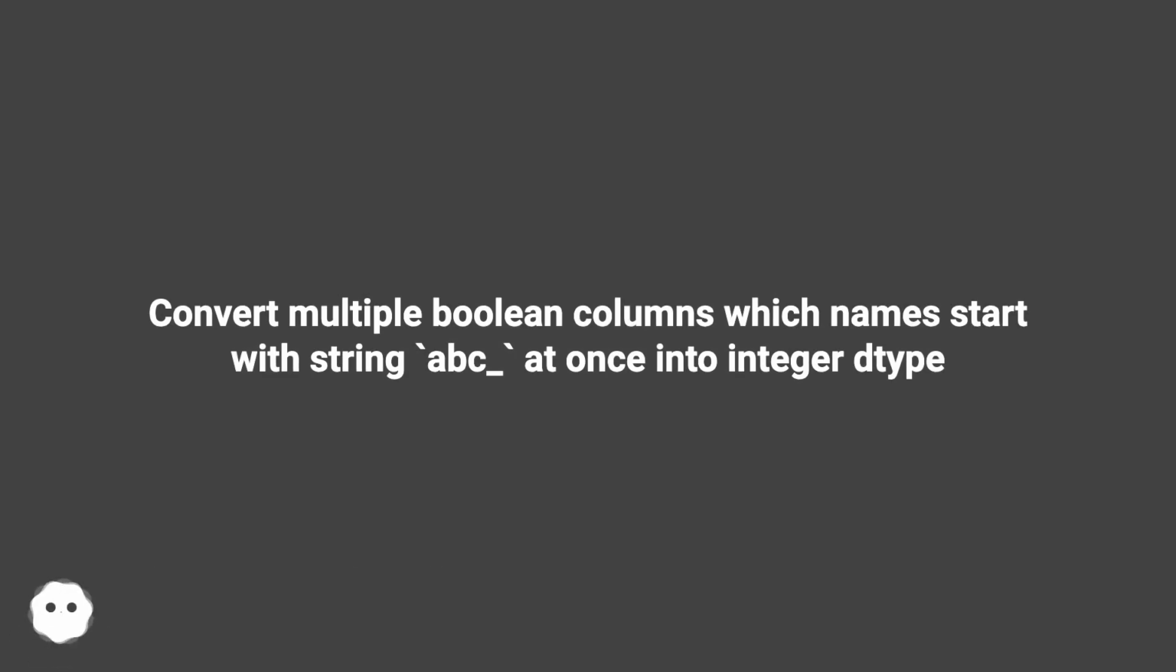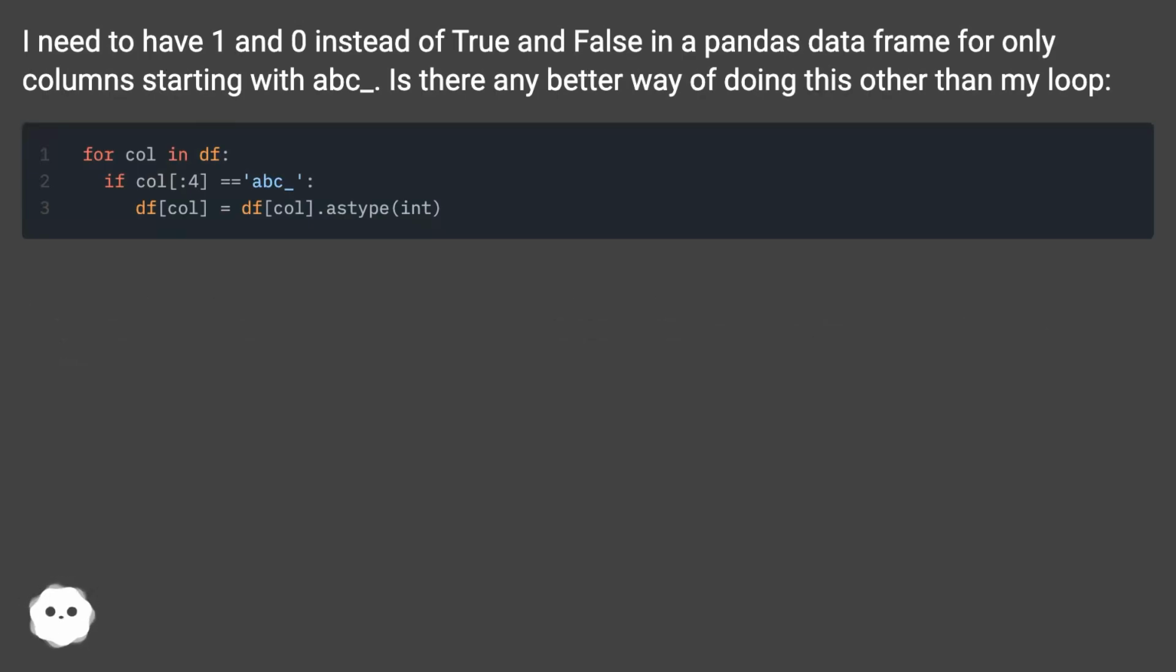Convert multiple Boolean columns whose names start with the string abc_ at once into integer dtype. I need to have 1 and 0 instead of True and False in a pandas DataFrame for only the columns starting with abc_. Is there any better way of doing this other than my loop?